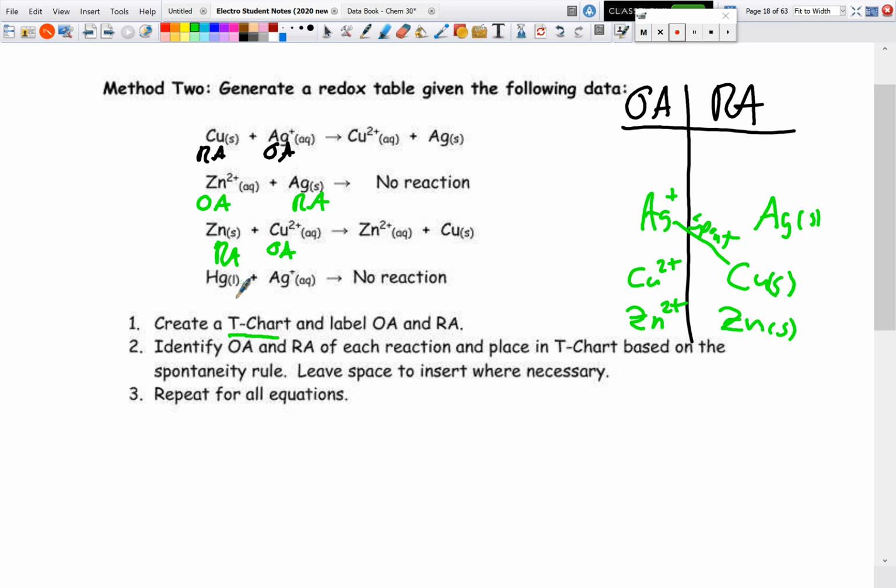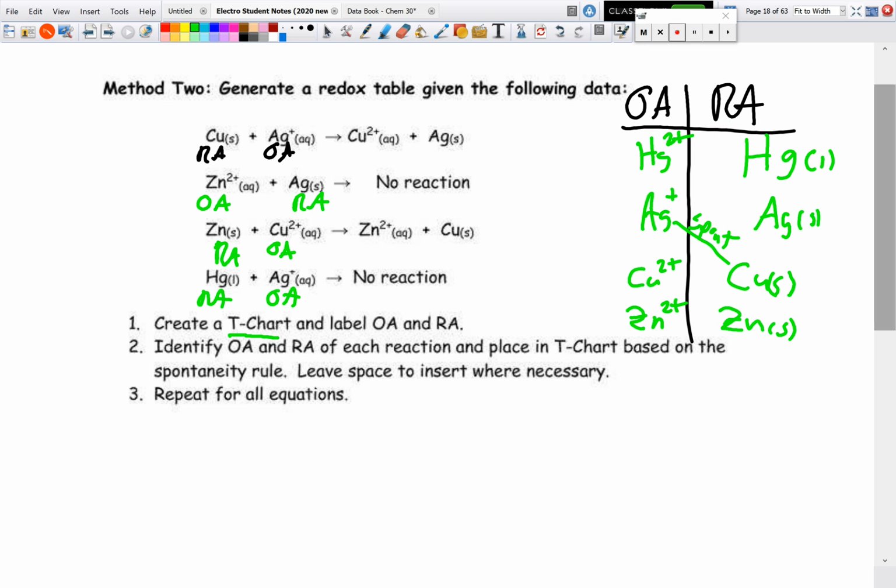And then finally the last one, we have mercury liquid with silver plus. So silver plus we already know is oxidizing agent. This is a reducing agent. We have no reaction, meaning my reducing agent is above my oxidizing agent, which is right here. And then mercury, the other one, should be 2 plus.